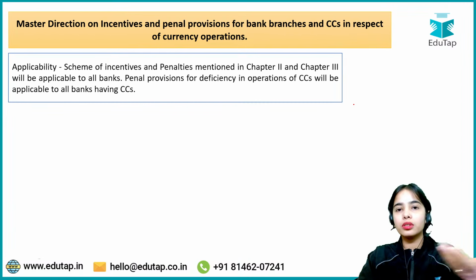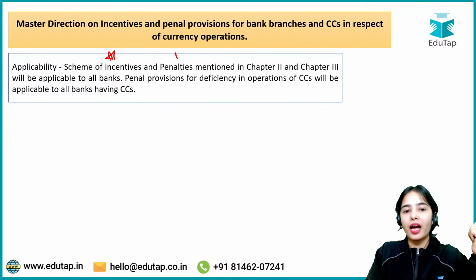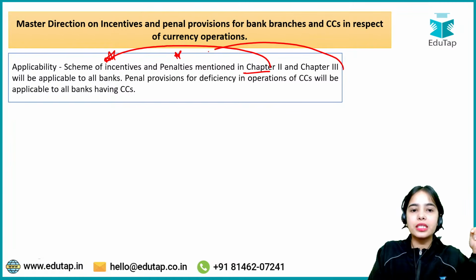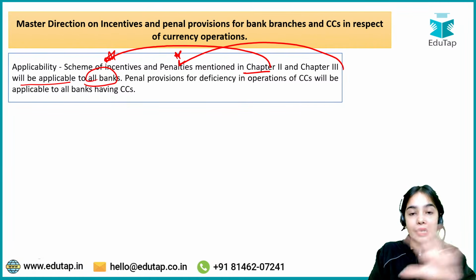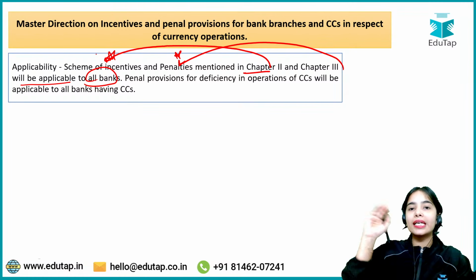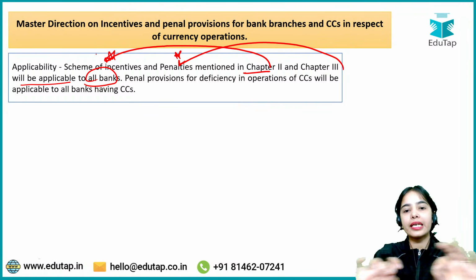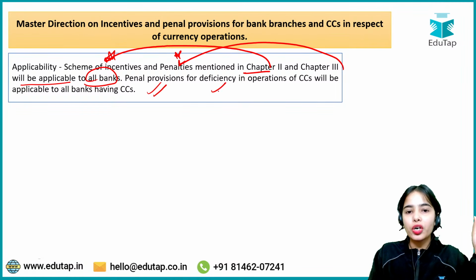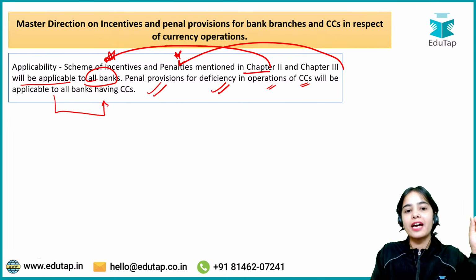Now, coming to the applicability, the scheme of incentives and penalties mentioned in chapter 2. Chapter 2 is the scheme of incentives, chapter 3 is the scheme of penalties, okay? It will be applicable to all banks. All banks. There is no criteria, no segregation that is given. All the banks will be under the scheme of incentives and penalties. Penal provisions for deficiency in operations of currency chest will be applicable to all banks having currency chest.